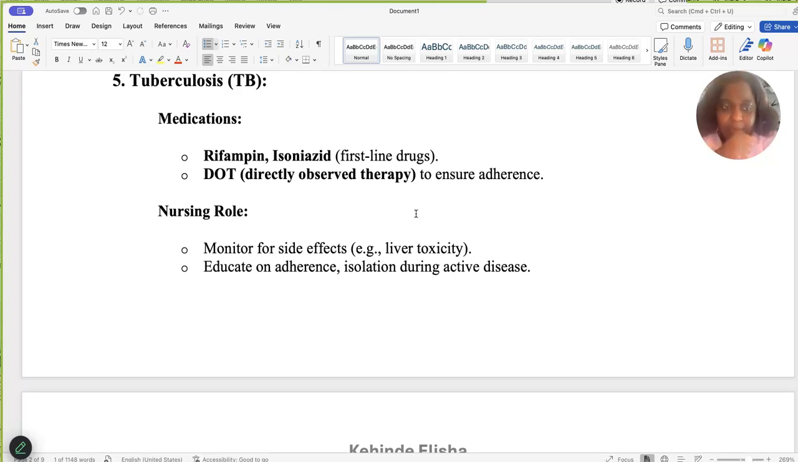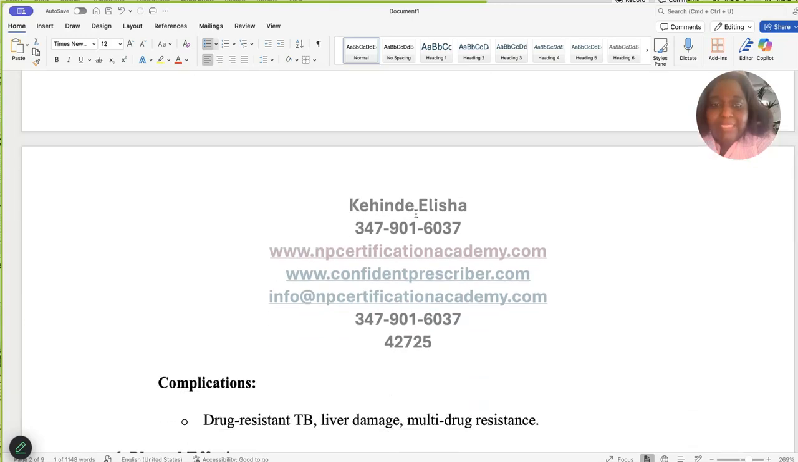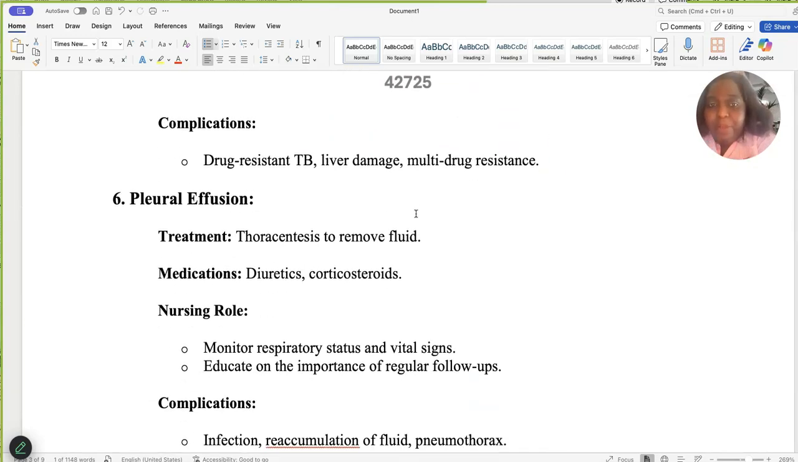And of course, what is your role as a nurse for somebody with tuberculosis? You want to monitor side effects, e.g. liver toxicity. You want to educate on adherence, isolation during active disease phase. They have complications as well. And that will be, they might be resistant to the treatment, like drug-resistant tuberculosis, liver damage, multi-drug resistance also is a possibility.